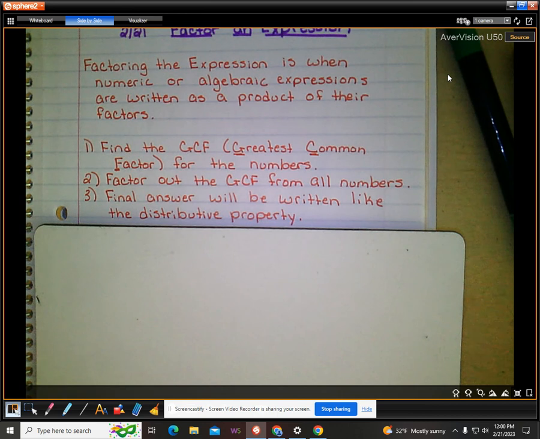Justin. Say what? Read number 1 again. Find the GCF for the numbers. Okay, and then we're going to do 4 examples, 2 that are numeric examples and 2 that are algebraic.